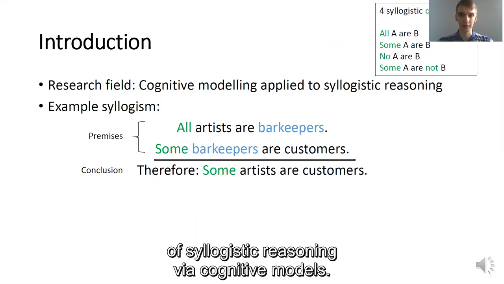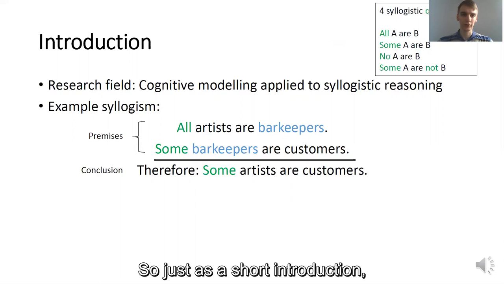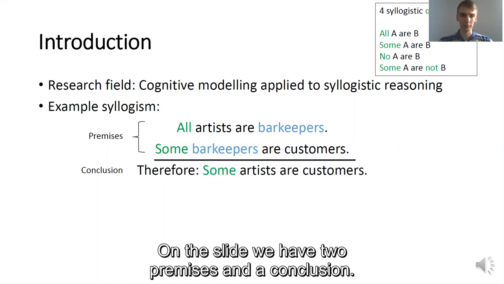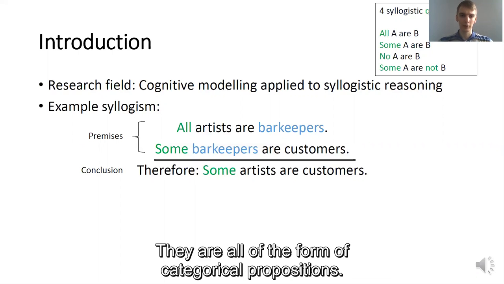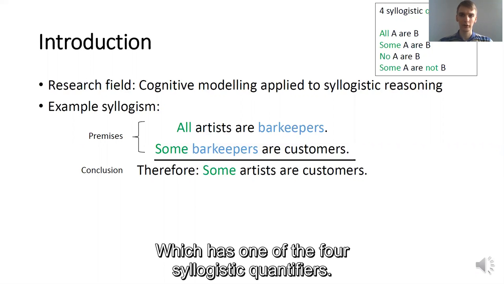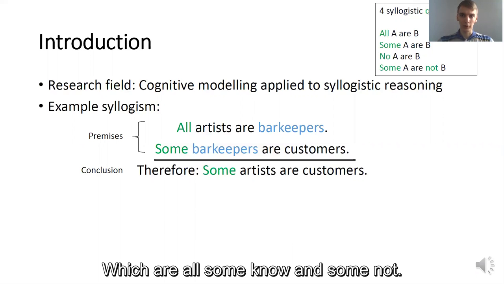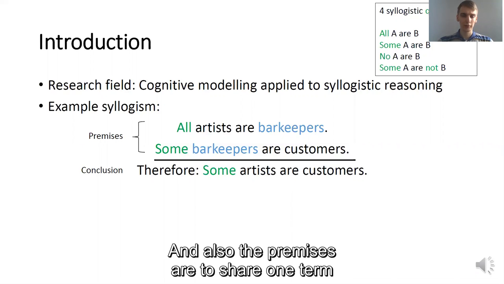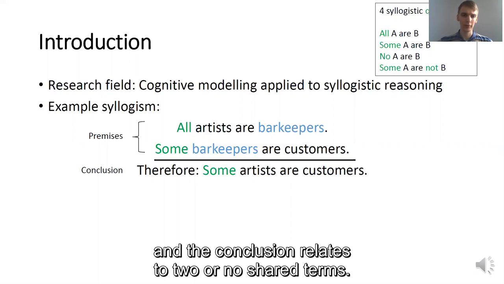We approach the field of syllogistic reasoning via cognitive models. As a short introduction, a syllogism looks like this on the slide. We have two premises and a conclusion. They are all of the form of categorical propositions, which have one of the four syllogistic quantifiers: all, some, no, and some not. The premises have to share one term, and the conclusion relates the two non-shared terms.